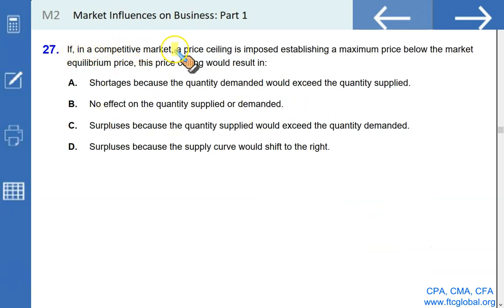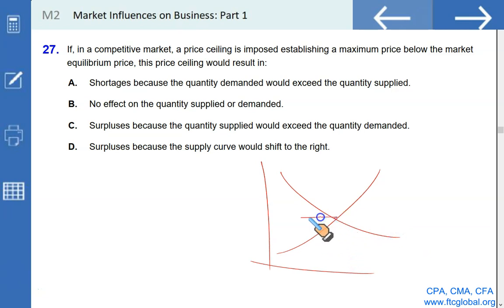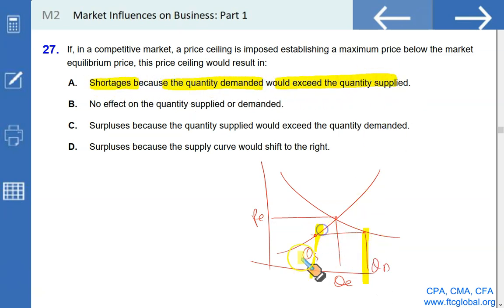If in a competitive market, a price ceiling is imposed, establishing a maximum price below the market equilibrium price, this price ceiling would... let us do what we have been doing. This is the supply curve, demand curve. This is the equilibrium quantity and price. And it says that the price has been set below the equilibrium as a maximum price. This would result in quantity demanded being more than the quantity supplied. Resultantly, there would be shortages. We have done a question like this. Shortage because the quantity demanded would exceed the quantity supplied. A is the right answer.